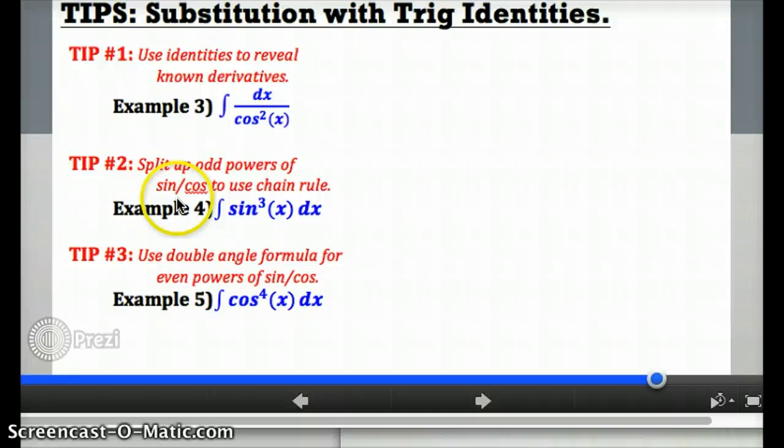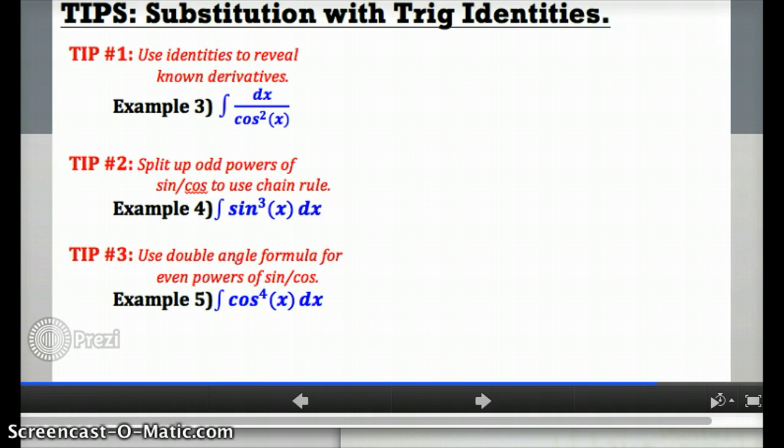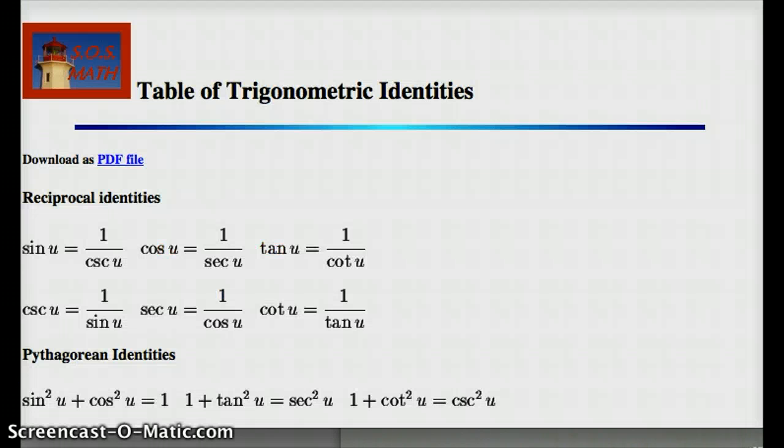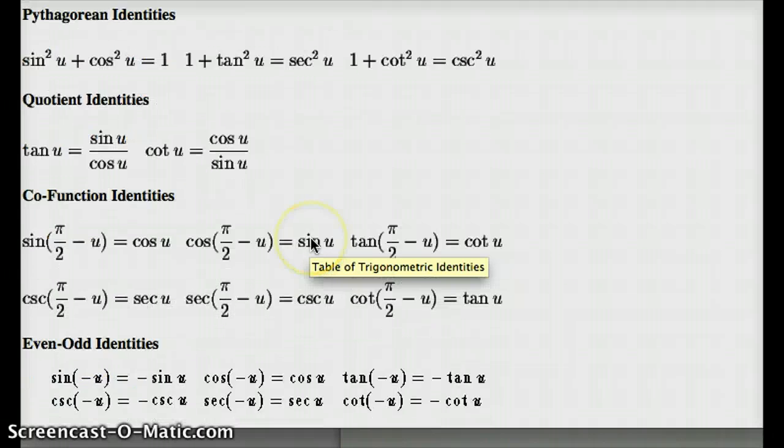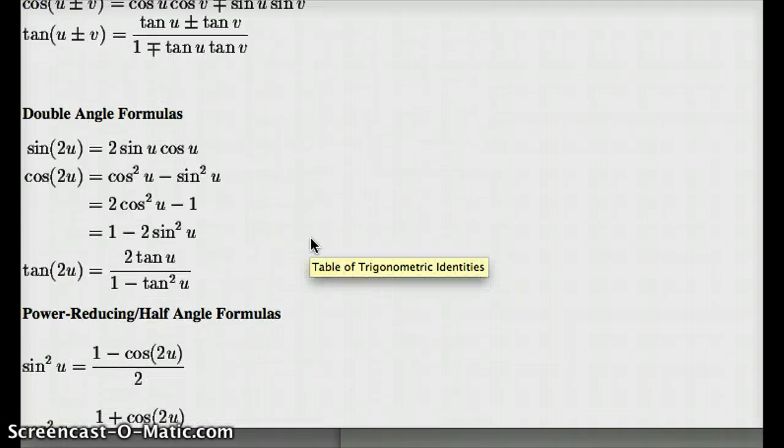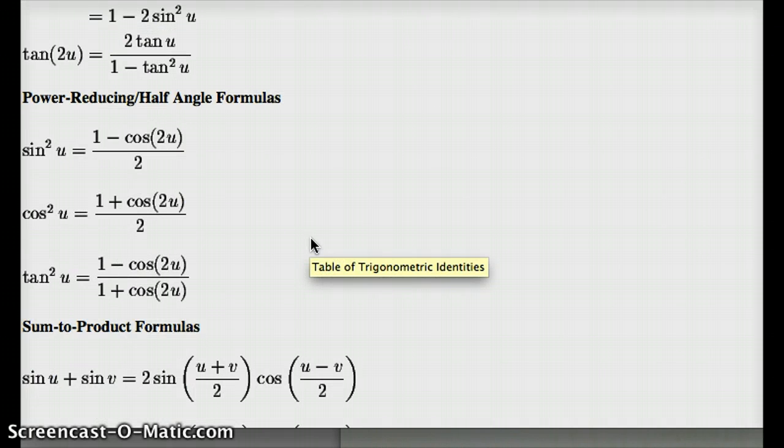Since tip number 2 only works for odd powers, you can try tip number 3 if you have an even power. This is going to require two identities, which are a little bit more esoteric. To be perfectly honest, when I first started preparing for this lesson, I had to look them up. I Googled trig identities, and the identities you're going to want to remember are these two right here.